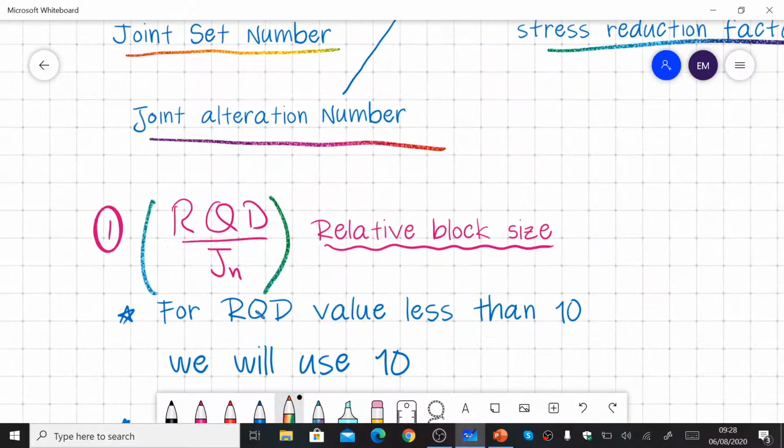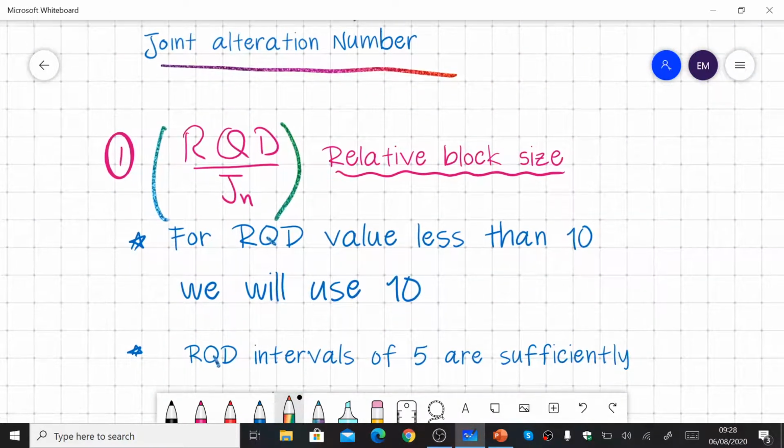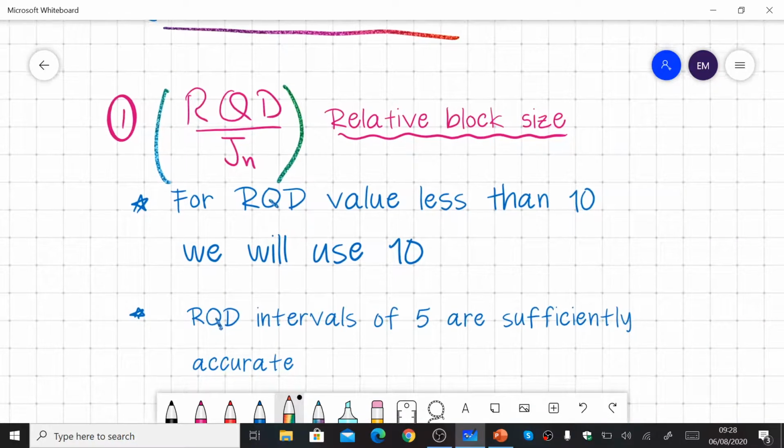Let's see in detail the first quotient, the relative block size. Some important points: if your RQD value is less than 10, then we use 10. We don't use 0 because if we put 0 here, then our whole equation will become 0. So in the Q system you only use a minimum value of 10, and we also use values differing by 5. For example, if you get an RQD of 14, it's better to use 15, and so on: 10, 15, 20, 25, 30 and so on.